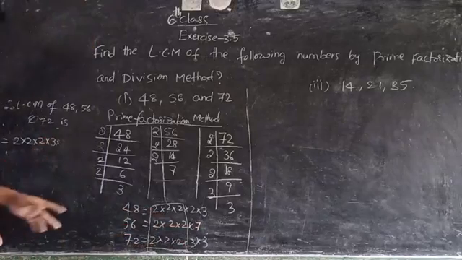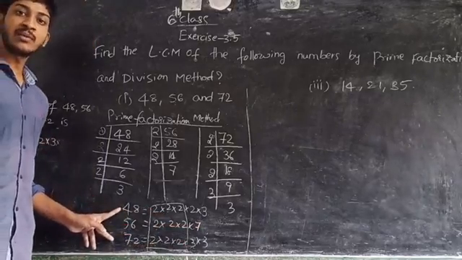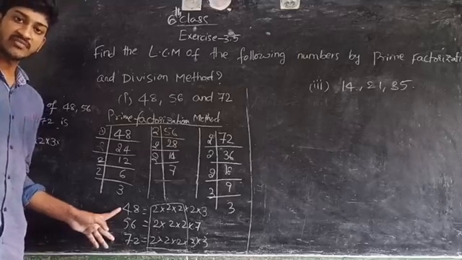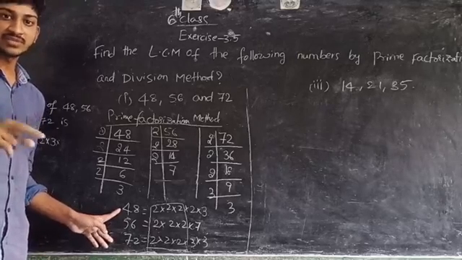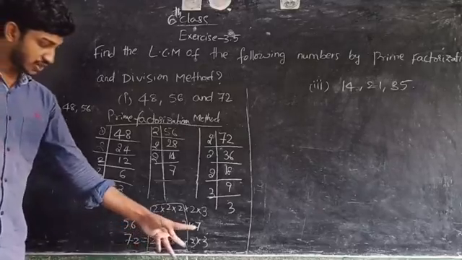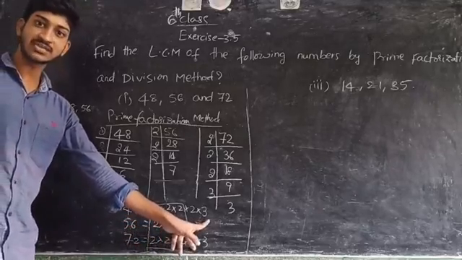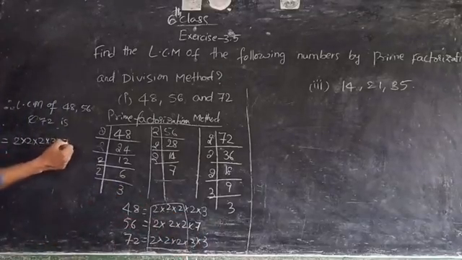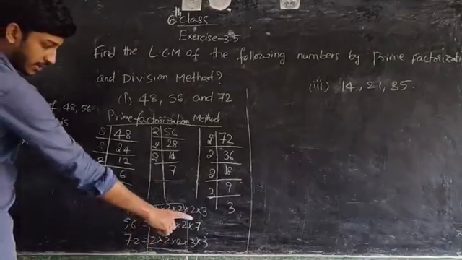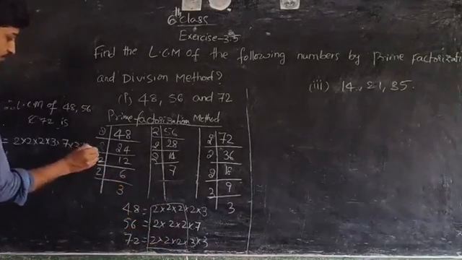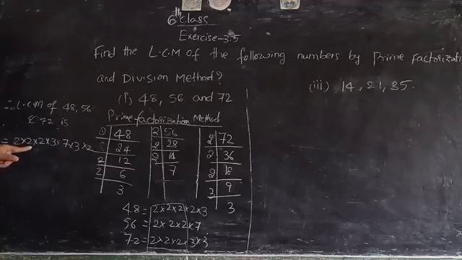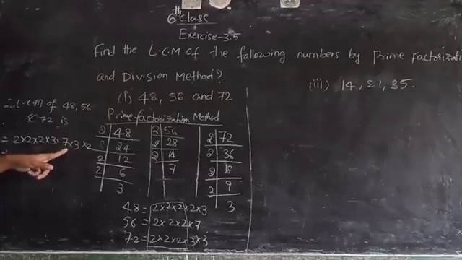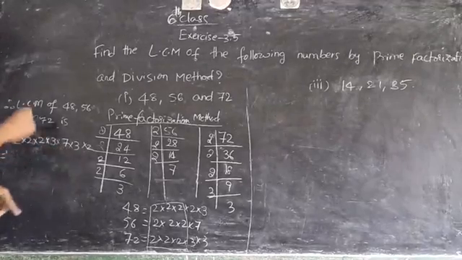If any numbers have a common factor, we have to take only 1 from them. So these 2 numbers have 3 as a common factor, that's why I am taking only 1 3, and I am multiplying it with 7. And see here, another 2 was missed. Okay, now multiply: 2 2s are 4, 4 2s are 8, 8 3s are 24, 24 into 7 is 168.